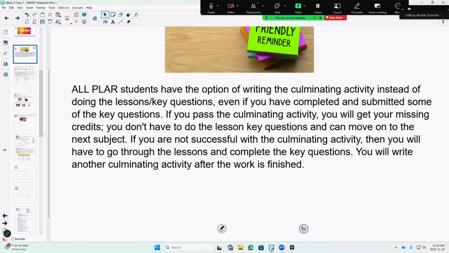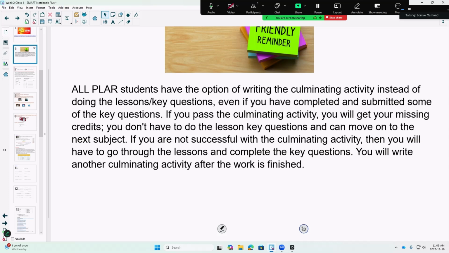All PLAR students have the option of writing the culminating activity instead of doing the lessons and key questions. So even if you started out this term or last term working on the key questions and you get part way and you go, oh, this is so easy, then you can opt to write the culminating activity. So instead of finishing up the lessons, you can ask for the culminating activity.